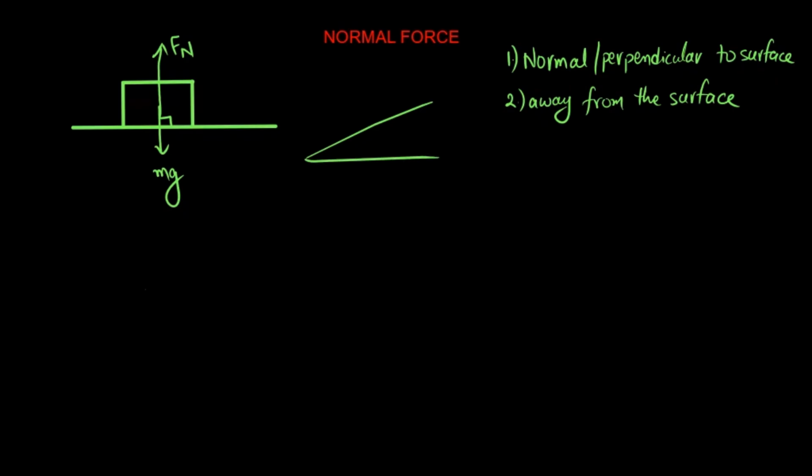For an inclined surface, you have the object. Let's assume the angle is theta. mg will act downward as always. This is your surface. Normal or perpendicular to the surface would be this line. So the normal force will act away or in this direction. Along this direction, the component of mg would be mg cos theta. You will use this free body diagram in the coming classes.